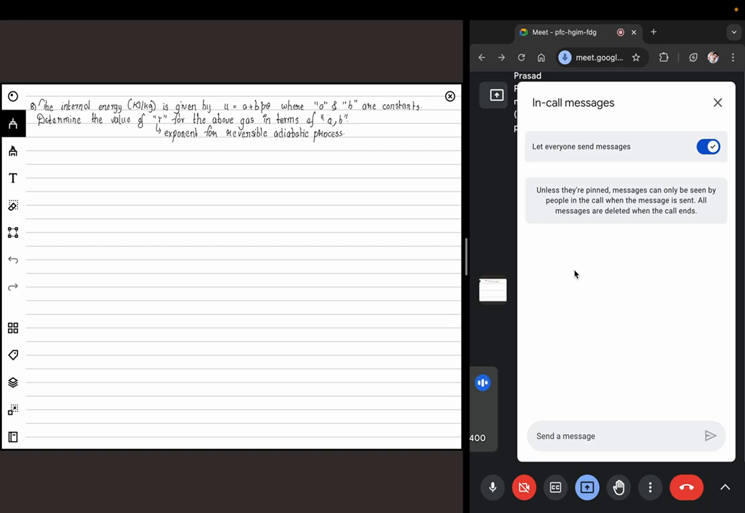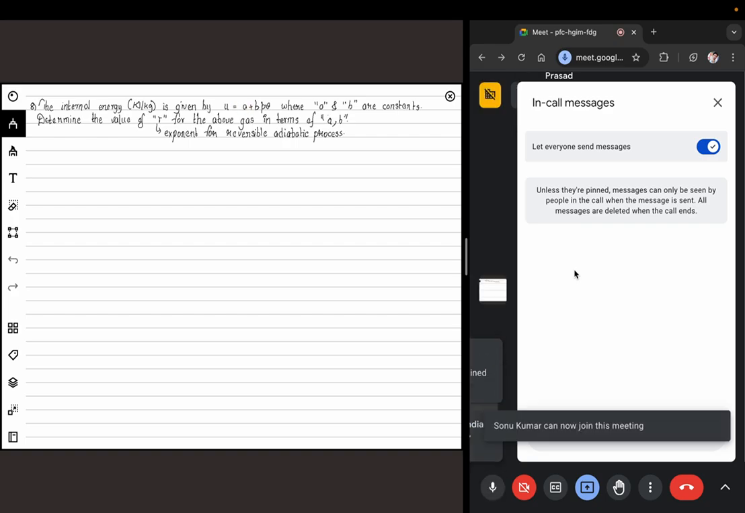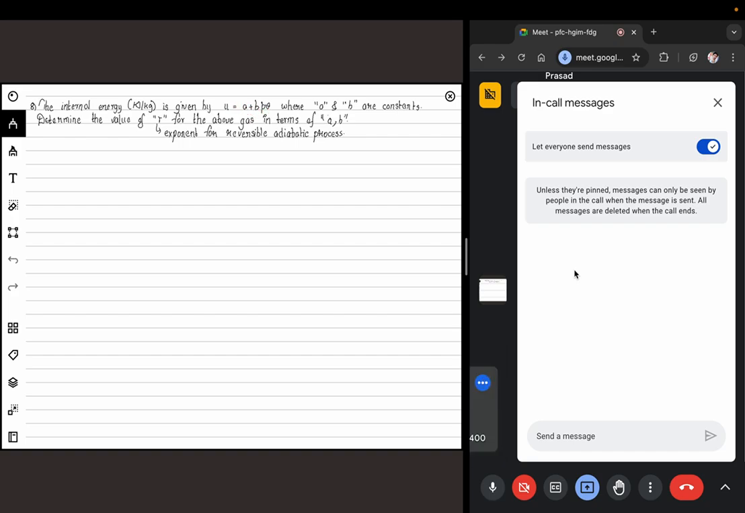Let's suppose the internal energy of a specific substance is given by this relation, A plus B times PV. So the internal energy of a particular substance is given by U equals A plus B times PV, where A and B are some constants. Determine the value of gamma for the above gas in terms of A and B.